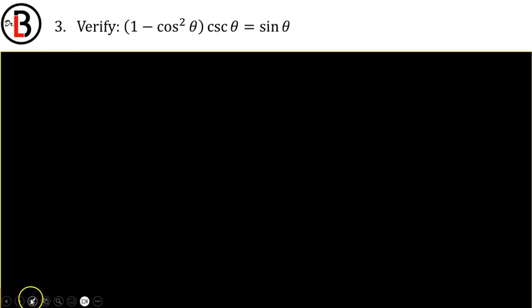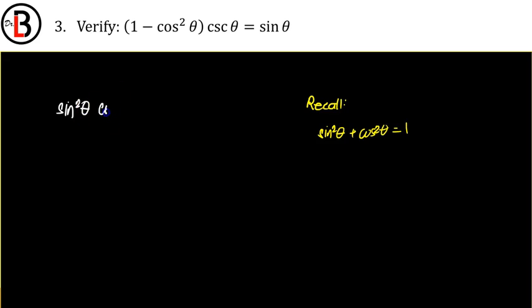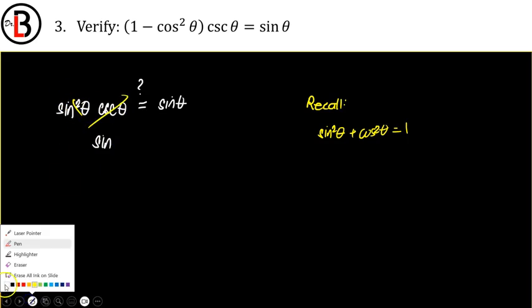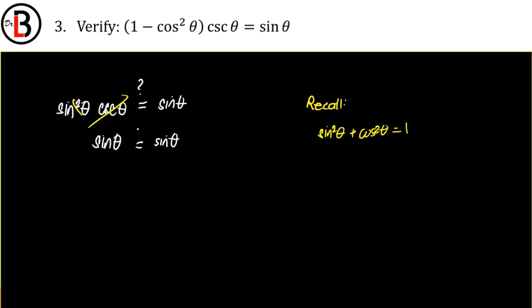Let's try this one. If we're to verify this, I can see that 1 minus cosine squared is a Pythagorean identity. If you recall, sine squared theta plus cosine squared theta is equal to 1. Therefore, 1 minus cosine squared theta is simply sine squared theta, times cosecant theta. You're asked to verify, is this going to be the same as sine theta? Sine squared and cosecant basically cancel, leaving one sine of theta. So it's verified.